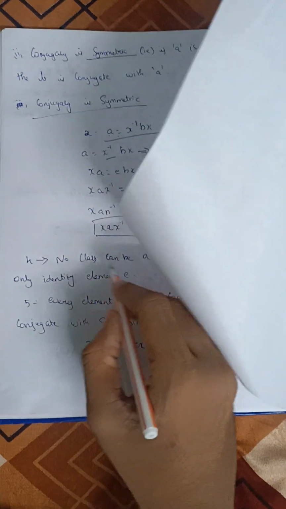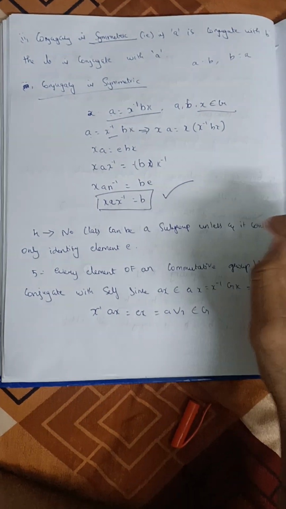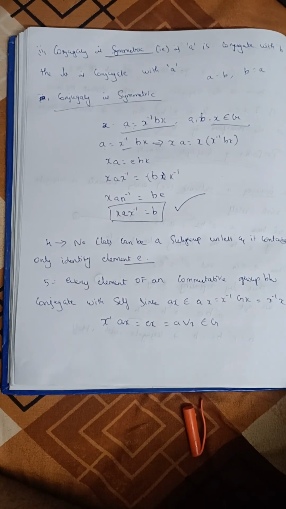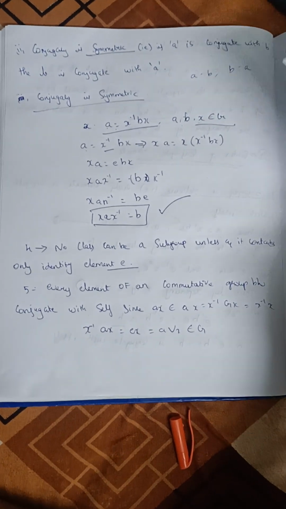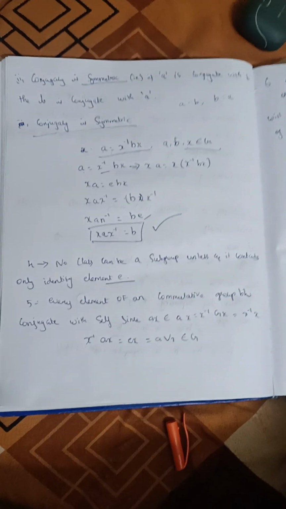Fourth one, no class can be a subgroup unless it contains the identity element E. So no subgroup is considered if there is no E in it. If there is no E, that is not said to be a subgroup.